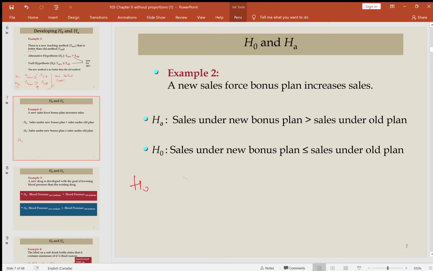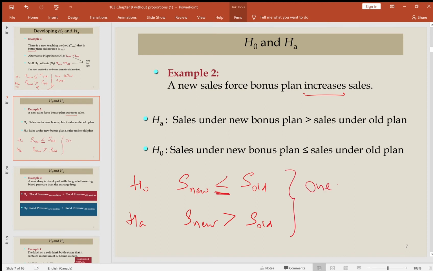So let's say sales new, sales old, alternate sales new, sales old, right? A new Salesforce bonus plan increases sales. Focus on the word increases. There's a direction, and then the opposite is the alternate, the null hypothesis, right? So this is again a one-tailed test. So in both cases, it was easier to first formulate the alternate and then formulate the null.